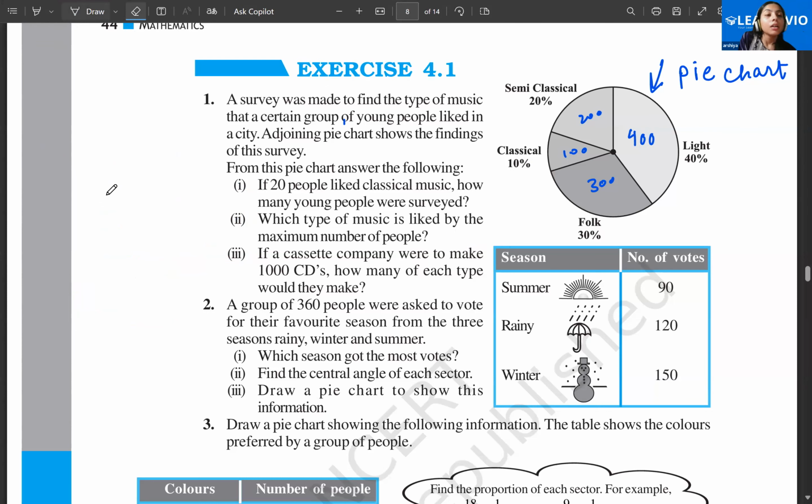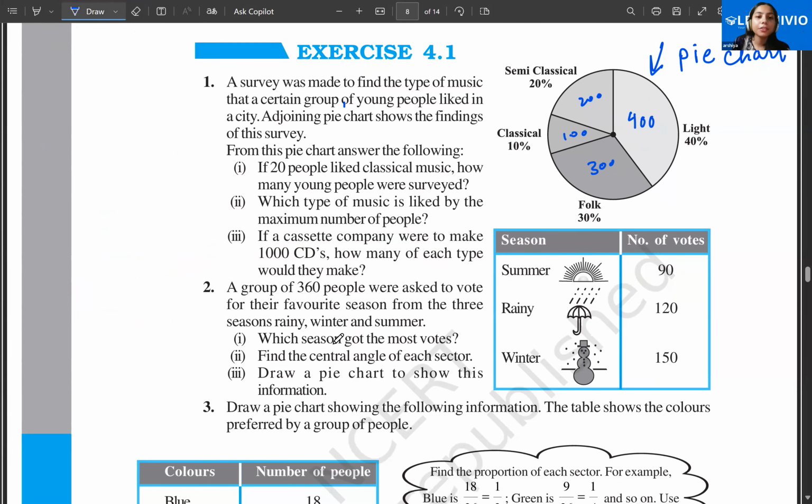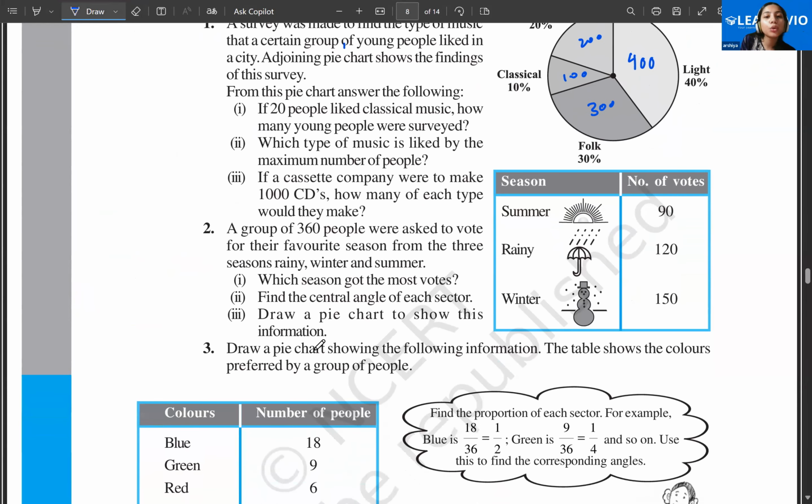Okay. Now they are asking that a group of 360 people were asked to vote for their favorite season. In this, they have voted. This is the number of votes, and the total number of people is 360. They had to vote for their favorite of three seasons they were given: summer, rainy, and winter. So the first question is, which type of graph is this?